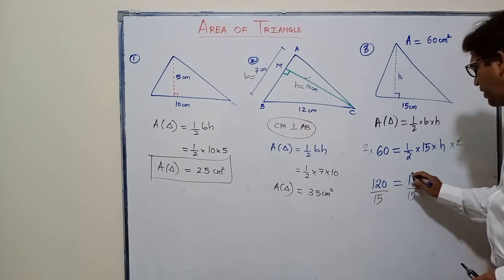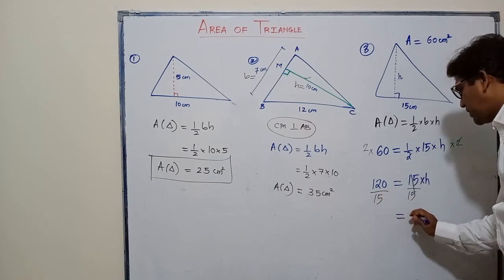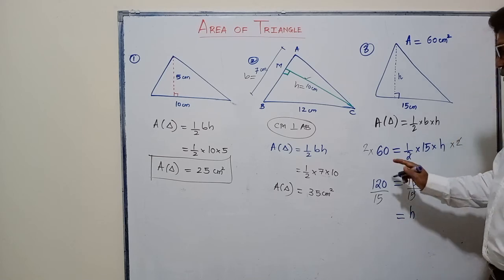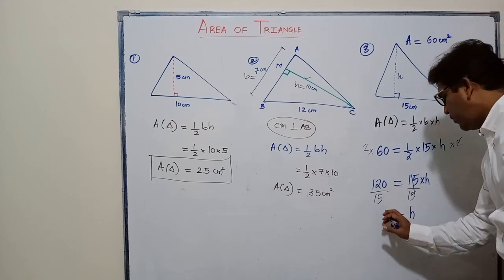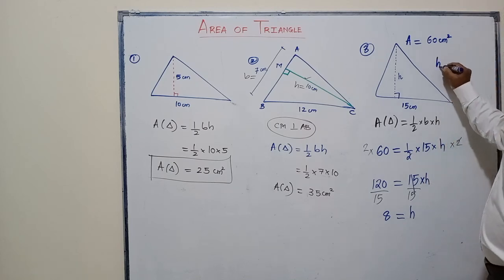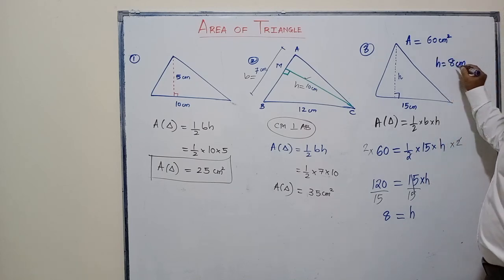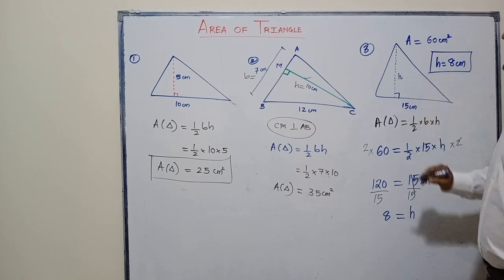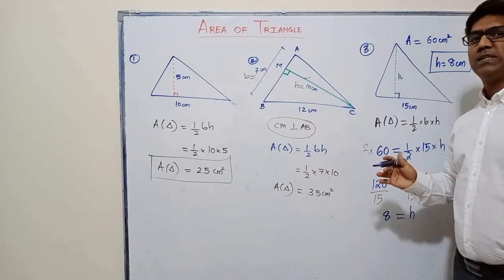On the right side, 15 upon 15 will become 1h, which can be simply written as h, and 120 divided by 15 will give me 8. So the height of the given triangle is 8 centimeters. So this is how we find the area of the triangle and find the missing side when the area is given.